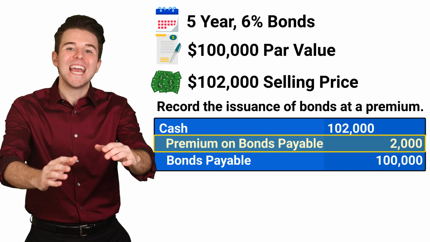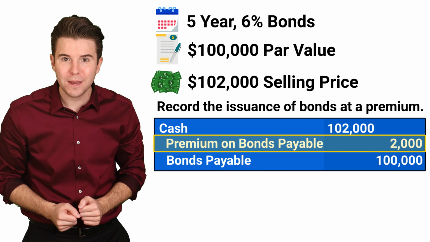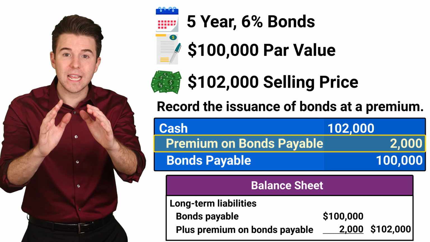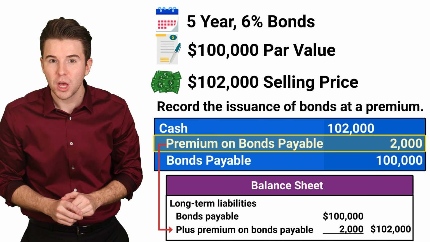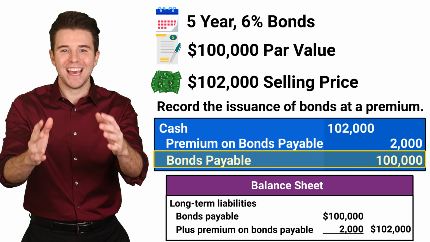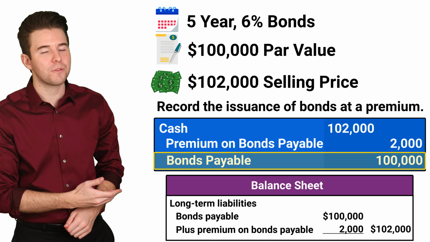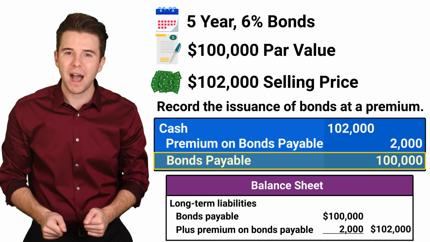Premium on bonds payable is an adjunct liability account that has a normal credit balance. This account increases the carrying value, or book value, of the bonds payable reported in long-term liabilities on the balance sheet. Last, we credited bonds payable for $100,000 because this is the amount owed to the lender when the bond matures.